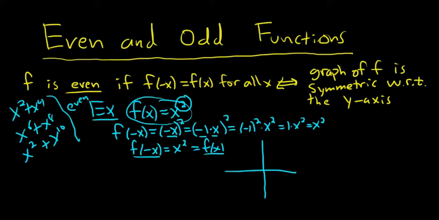Graphically, it's symmetric with respect to the y-axis. So here's the y-axis, and this is the parabola f of x equals x squared. This is the graph of that, and it's called a parabola. The y-axis cuts the graph in half, so you get the same thing on both sides. You can also think about flipping it across the y-axis, and you would get the same thing on both sides. To summarize, whenever you have just even powers of x like this, it's an even function, and it's symmetric across the y-axis.